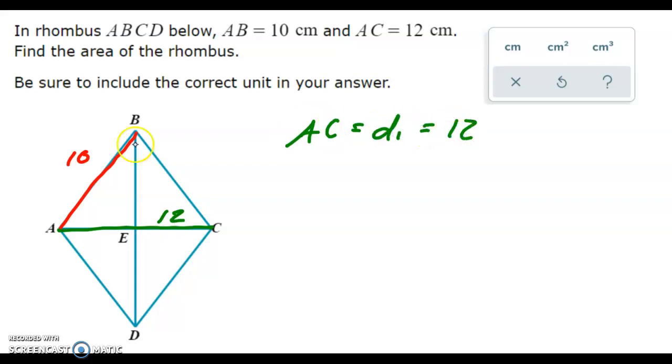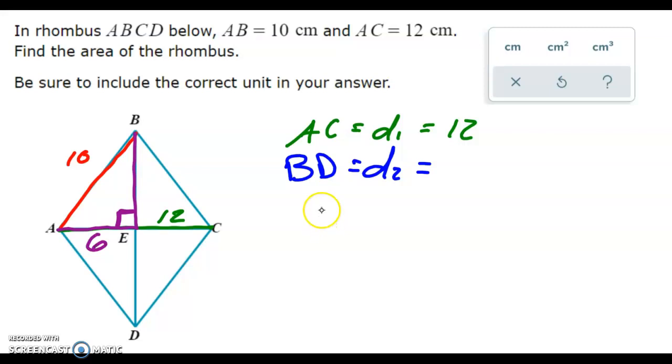Well, we're looking for that other diagonal measure, which would be BD again, and we don't know it yet. But the diagonals intersect at a right angle. So we have a situation where we can use a Pythagorean theorem. So you're going to have to use, and we kind of mentioned this in that trapezoid question, sometimes they're going to play off the triangles here. So we're going to take half of that AC, which is 6, to AE.